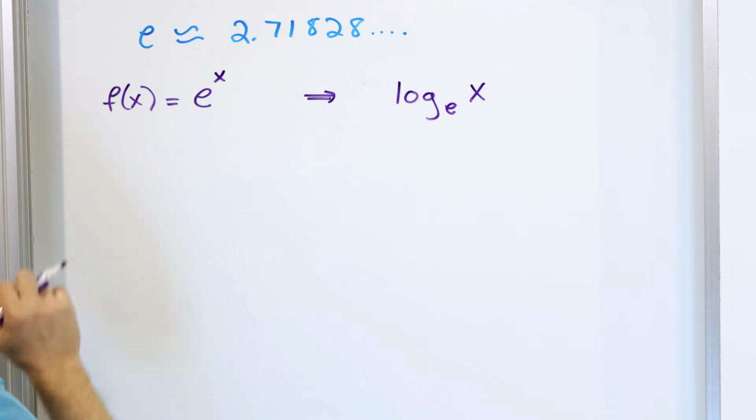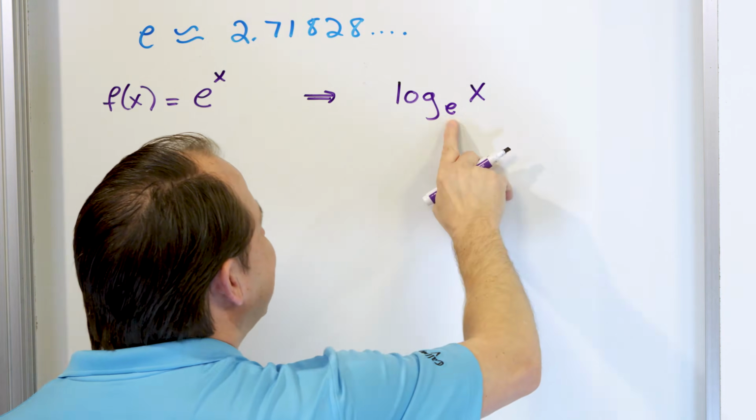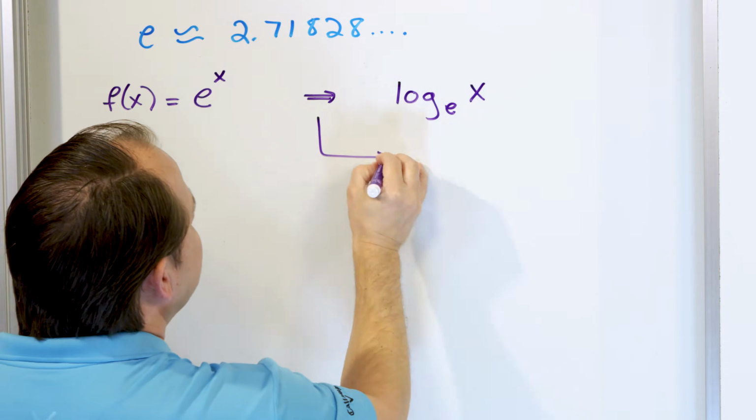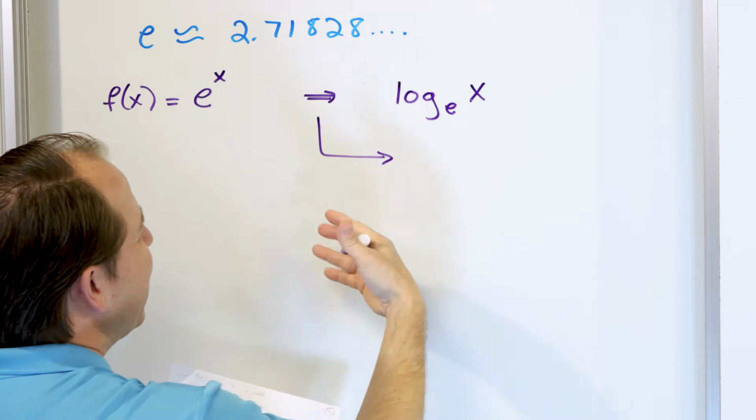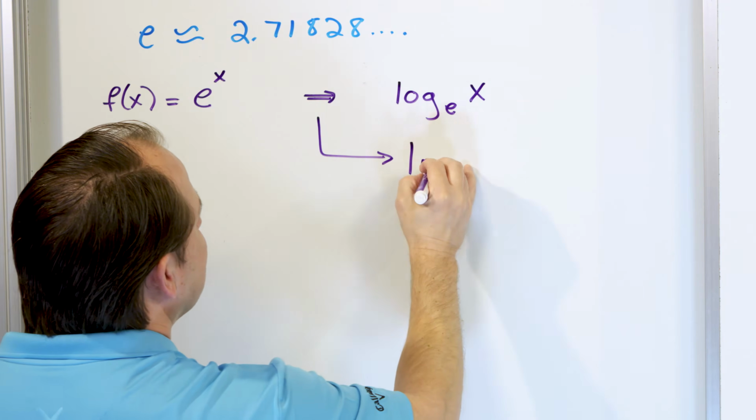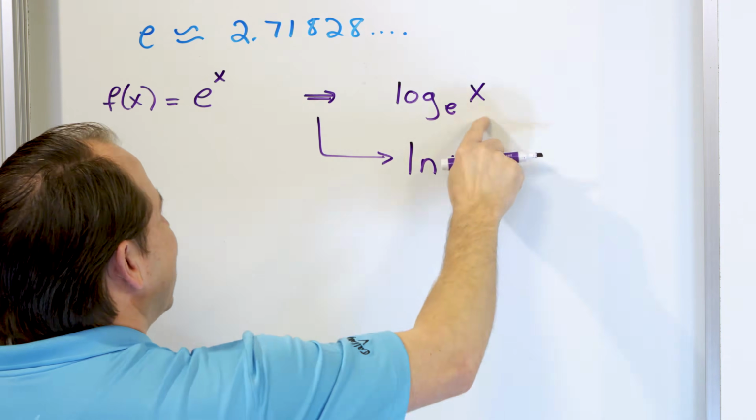So these are inverses of each other, but we never write log base e of x. What we really do is we have its own name for it. We call it the natural logarithm. So these two things are exactly the same thing.